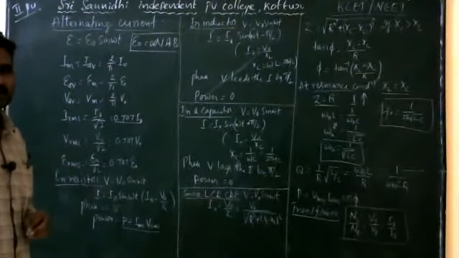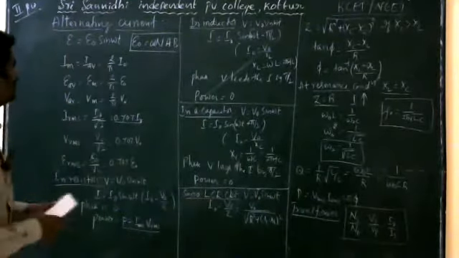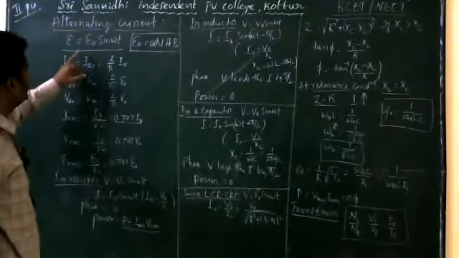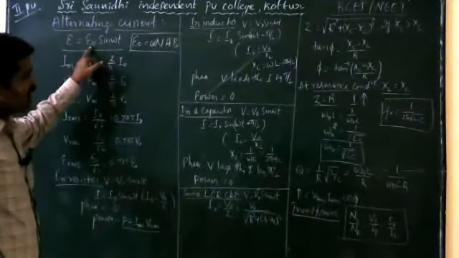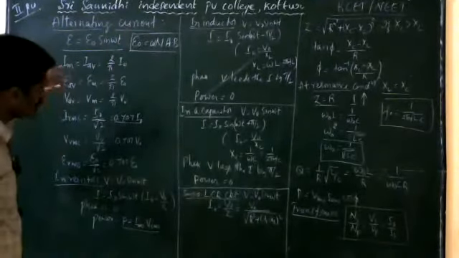We will first look at the equations in chapter 6, electromagnetic induction. E equals E naught, the peak value, is equal to omega into NAB. So these are the equations.